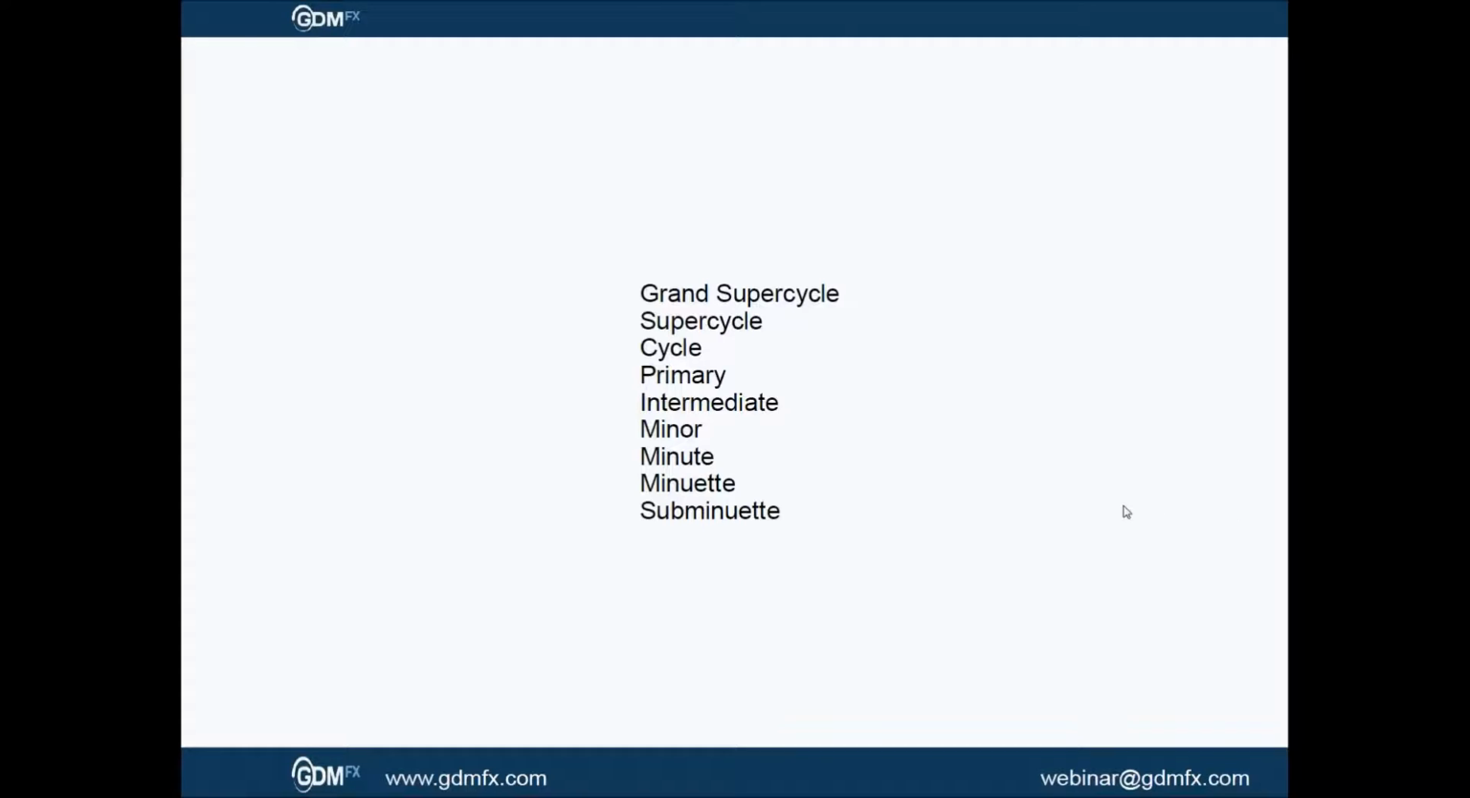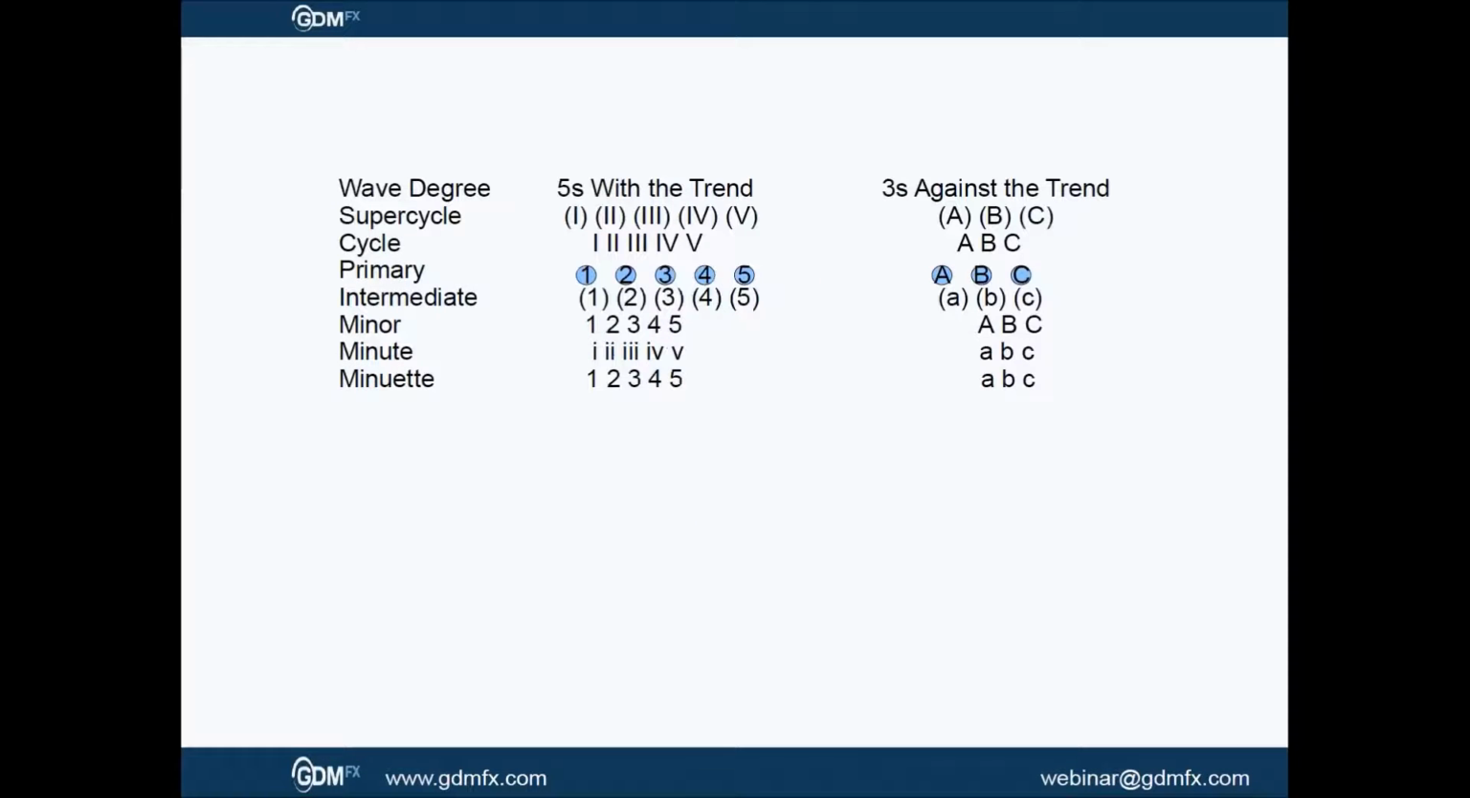Now, when numbering those waves, you need to remember some specifics. I've listed them over here. The wave degree, the 5 cycles with the trend, and 3 cycles against the trend. This is the way that you can put labels on your chart.